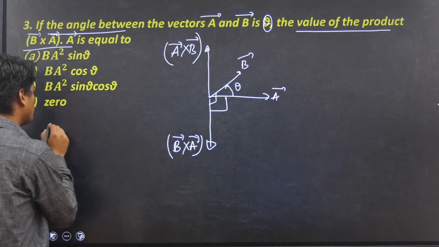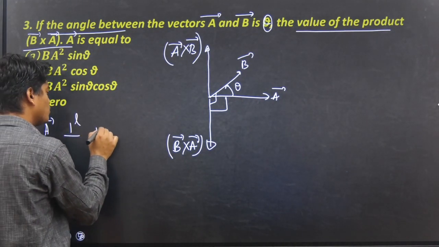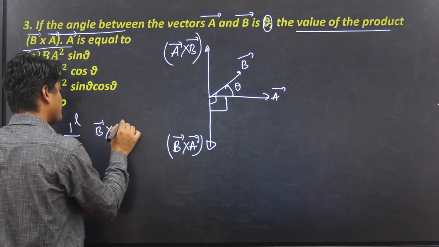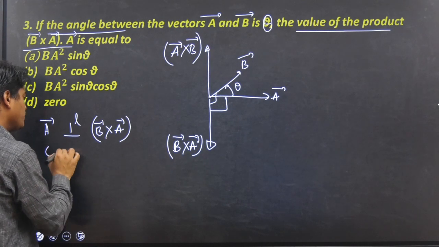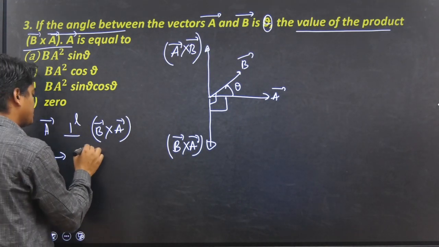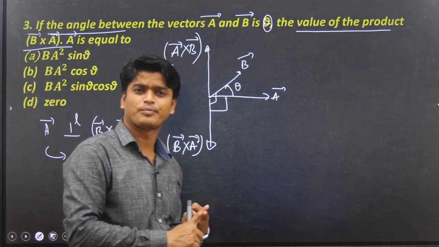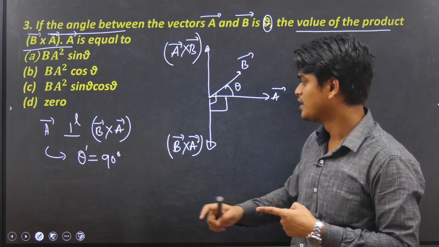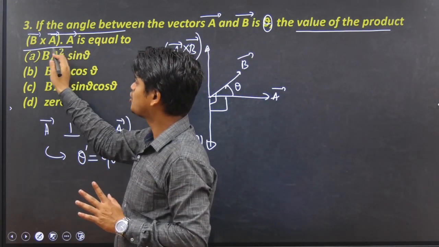That means if A vector is perpendicular to B cross A, then what will happen? Now the angle between these two will be how much? Theta, or suppose theta prime, which is nothing but 90 degrees, because if two vectors are perpendicular, then the angle between them is 90. Now you see, they are asking to find the dot product.